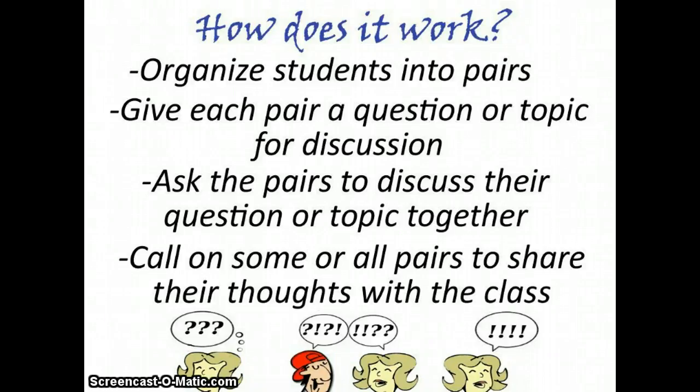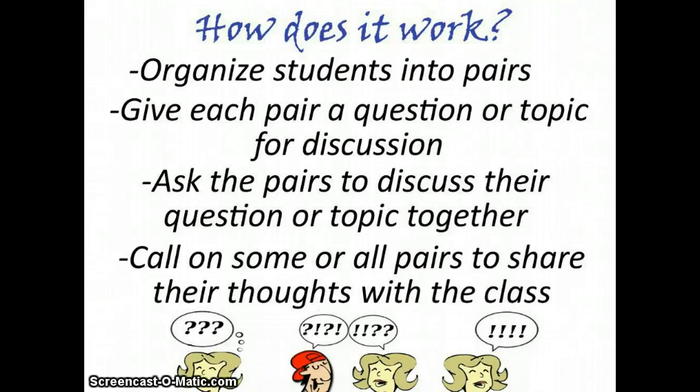The first step is to organize your class into pairs, or into trios, any kind of small group. It's just that Think, Trio, Share doesn't sound quite so catchy. Next, you want to give each group a question or a topic for discussion. This is a very versatile technique, so you can really ask them anything.